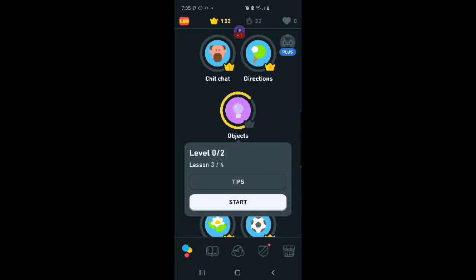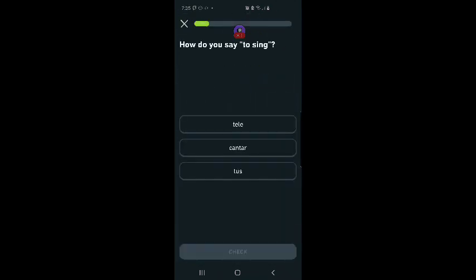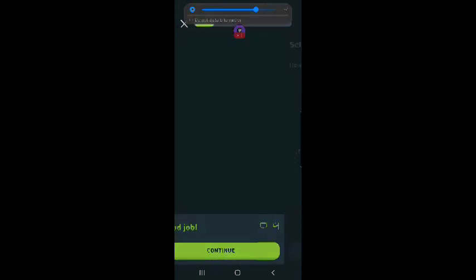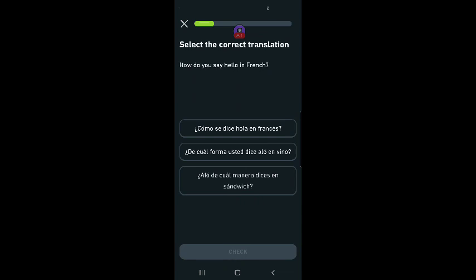But now I'm going to practice a little bit to earn hearts. How do you say to sing? Cantar. Cantar. Select the correct translation. How do you say hello in French? ¿Cómo se dice hola en francés? That's right.